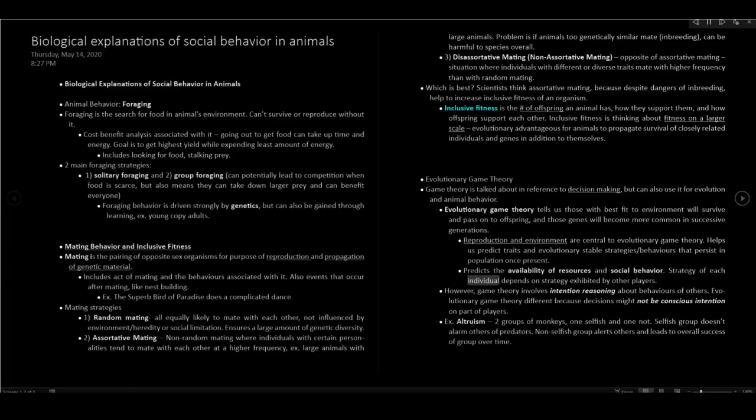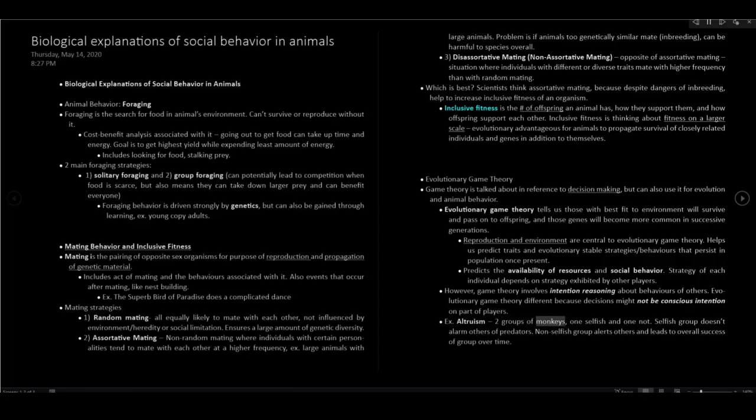The strategy of each individual depends on the strategy exhibited by other players. However, game theory involves intentional reasoning about the behaviors of others. Evolutionary game theory is different because decisions might not be a conscious intention on the part of the players.